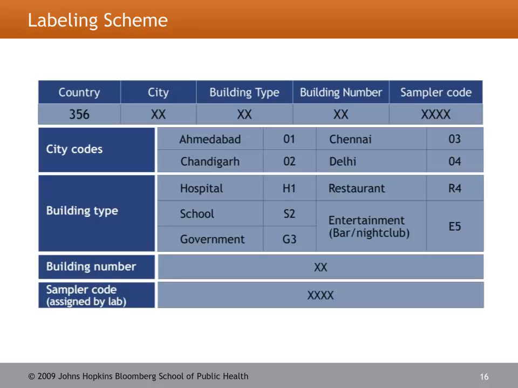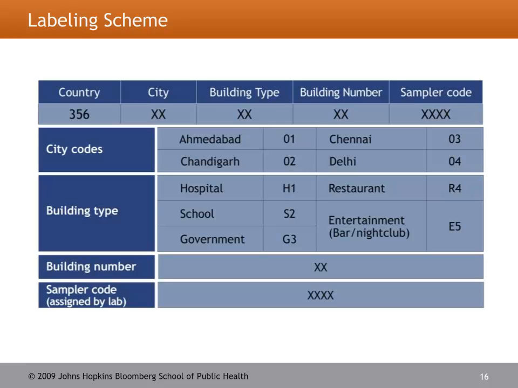So here's our recommended labeling scheme. We're going to be using India as an example here. So you see at the top, we have country, city, building type, building number, and sampler code. The country number there, 356, is actually the United Nations assigned country code for India. Each country actually does have a United Nations country code, but this number could be anything that you wanted it to be, but we generally follow the United Nations country code scheme.